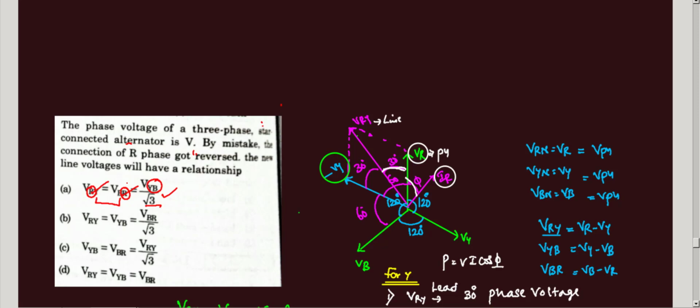If you get the answer to this question, in a TRB Polytechnic lecturer or TNEB exam, this is an IES question. Okay, very important expected question.